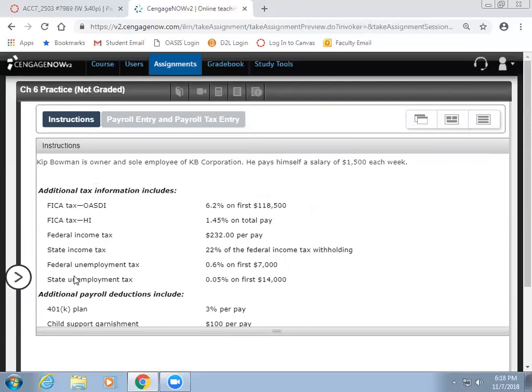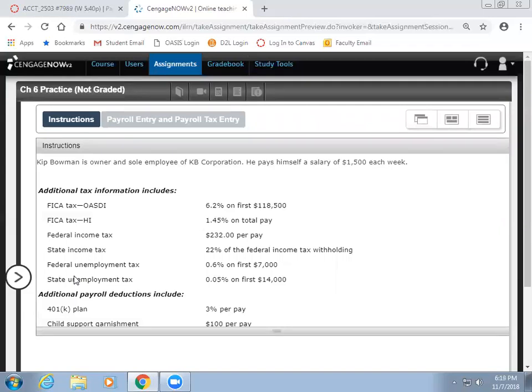This next one is just another example, and we have a little different on the withholdings. So this one says Kip Bowman is owner and sole employee of KB Corporation. He pays himself a salary of $1,500 each week, and then it gives us all the additional tax information. Well, he's still going to contribute OASDI both from his paycheck and then from the company, so it's still the match of 6.2% on the first $118,500.